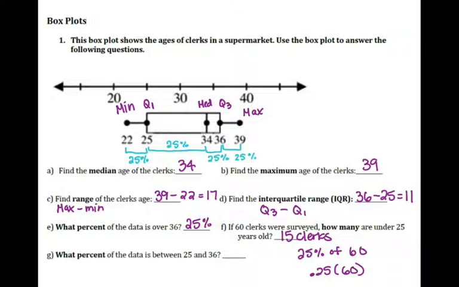And finally, what percent is between 25 and 36? So that is going from here to here, and that's two portions of my box plot. So that's two portions of 25%, so 50%.